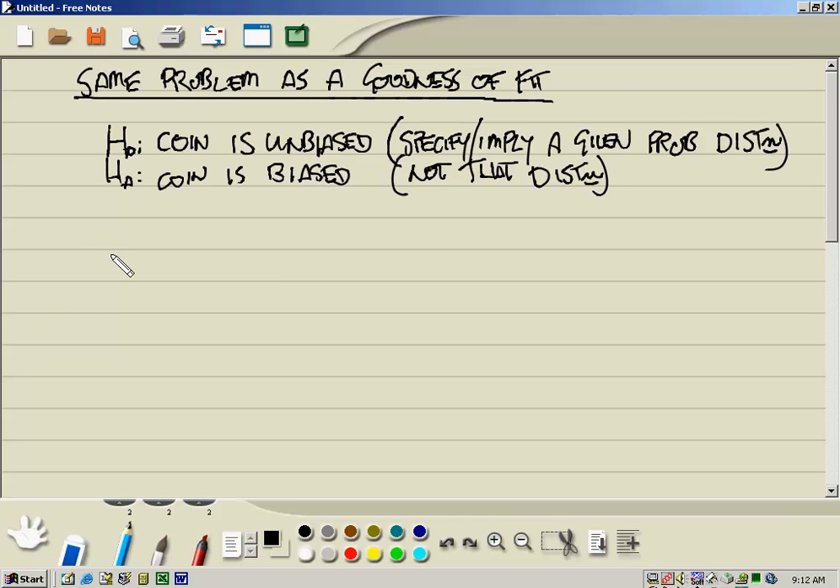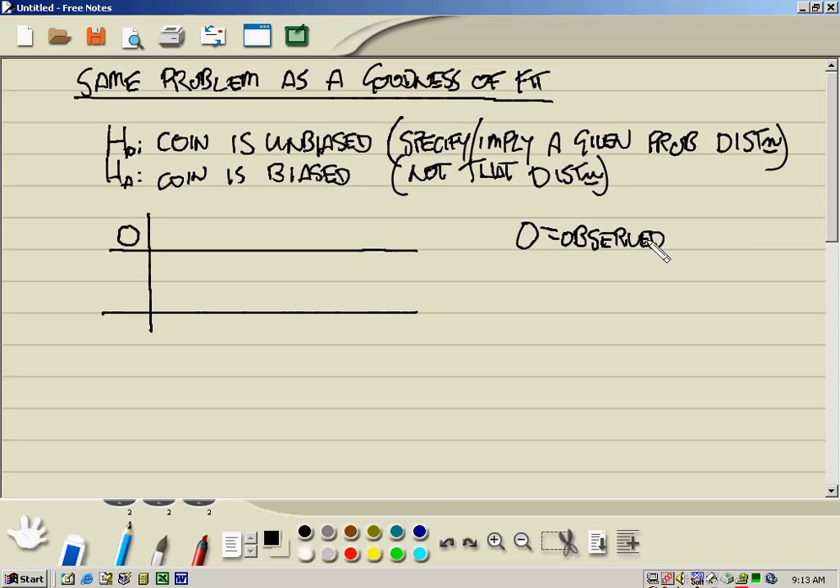The next step is to draw a table with our information. First column will be O, which we'll see in a little bit, stands for observed. So O will be observed frequency or count. This is the information that comes from the sample. It's the observed values.